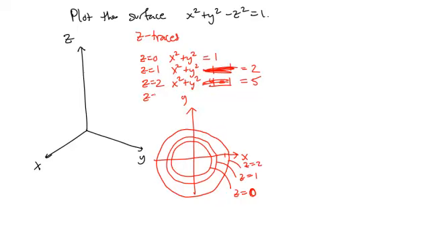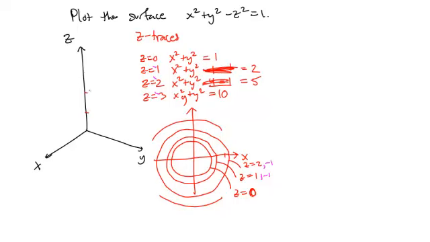And lastly, if I did z equals 3, we'd have x squared plus y squared minus 9 equals 1, or x squared plus y squared is equal to 10. So the square root of 10 is a little bit more than 3, and so what we're seeing is concentric circles expanding outwards. Well, what about traces below the xy plane? Just notice that these traces are the same whether we do positive or negative z values, because z is squared.